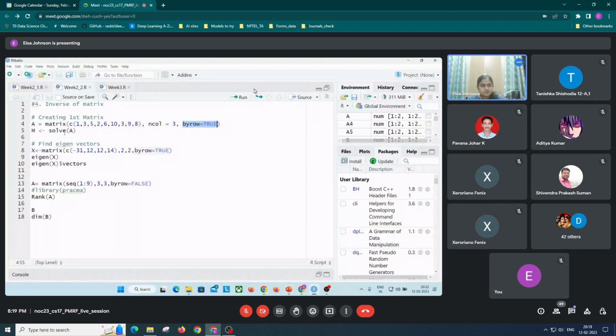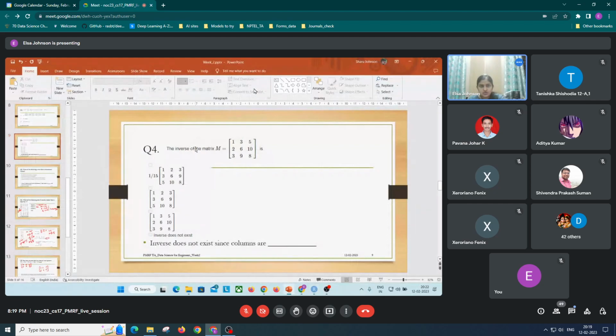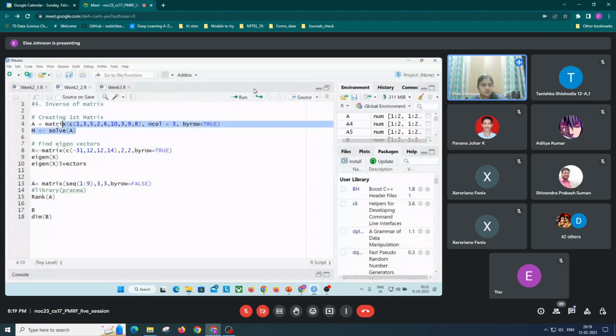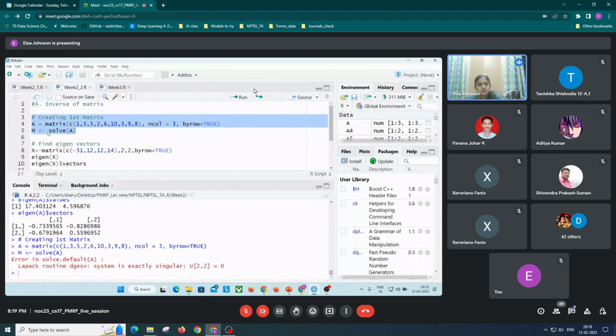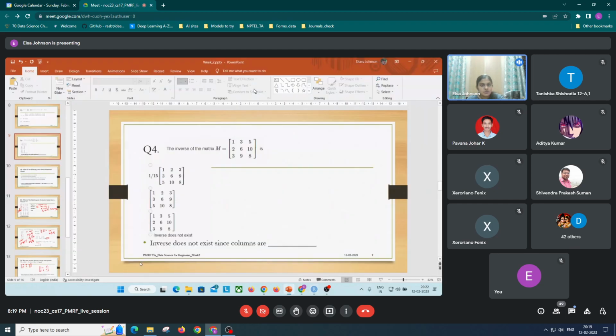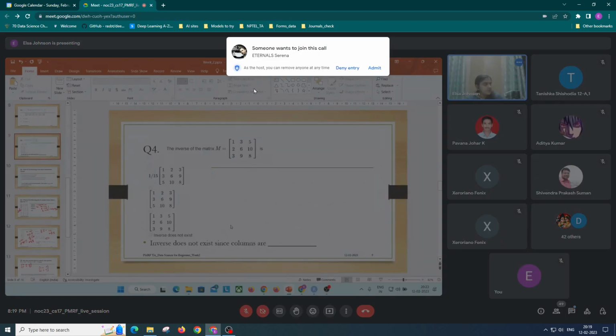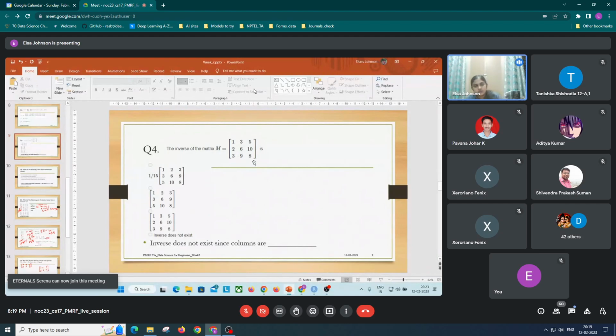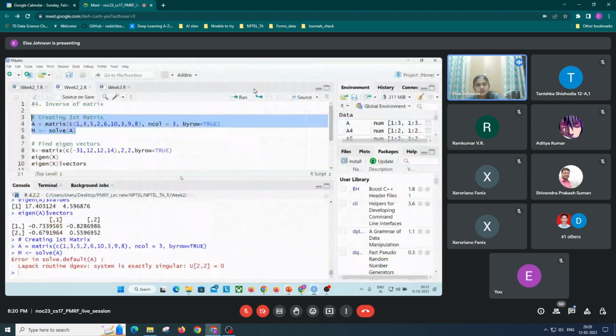Now to see the inverse, you can use the solve function. So I'll just solve, and you can see the system is exactly singular. You can remember from the question what the problem was here. The columns were dependent. So when we run the same thing here, it says the system is exactly singular, so the inverse cannot be found.